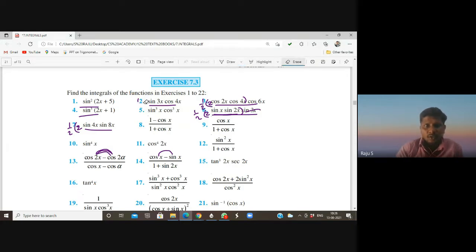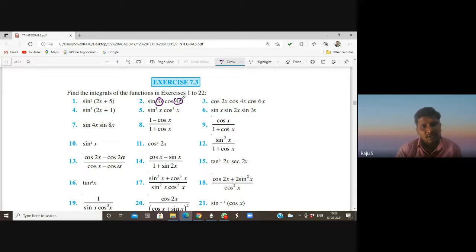Question number 2. Whenever there is this kind of question, students, I am going to tell you one method. Sometimes you might be confused about taking the negative sign outside. So is 3x the least value or 4x the least value? Yes, 3x. So first you should take the highest value, like cos 4x into sin 3x, you can write.